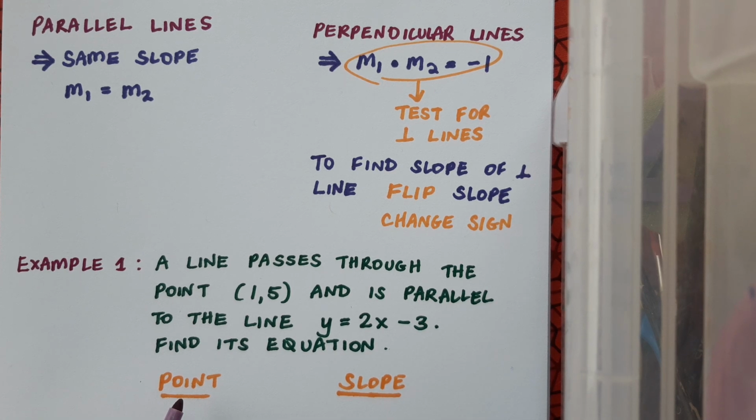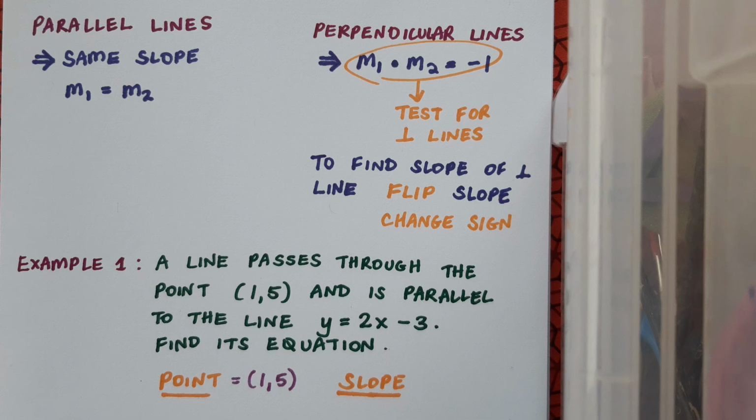So the first one's really easy. I need a point the line goes through. Well, quite clearly in this question, the line passes through the point 1, 5. So I have that point straight away. My point is 1, 5, and I still need to find my slope. Now, I'm not directly told the slope of the line. However, I'm given a clue to get there.